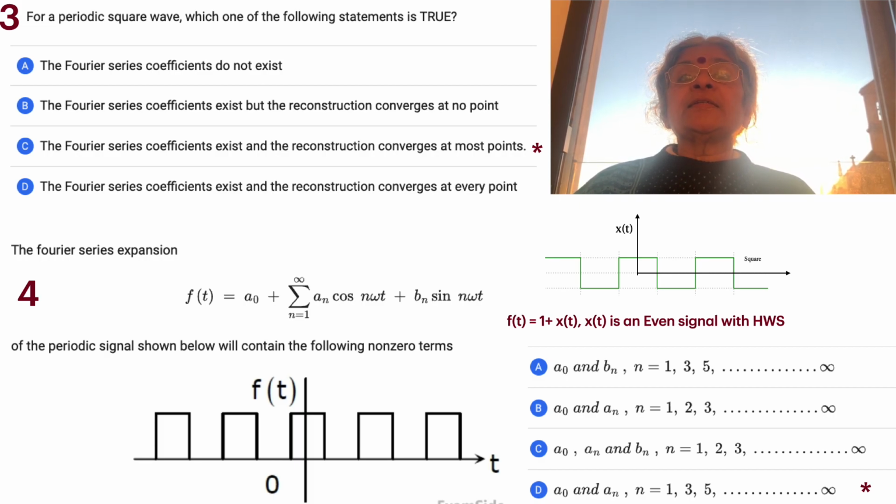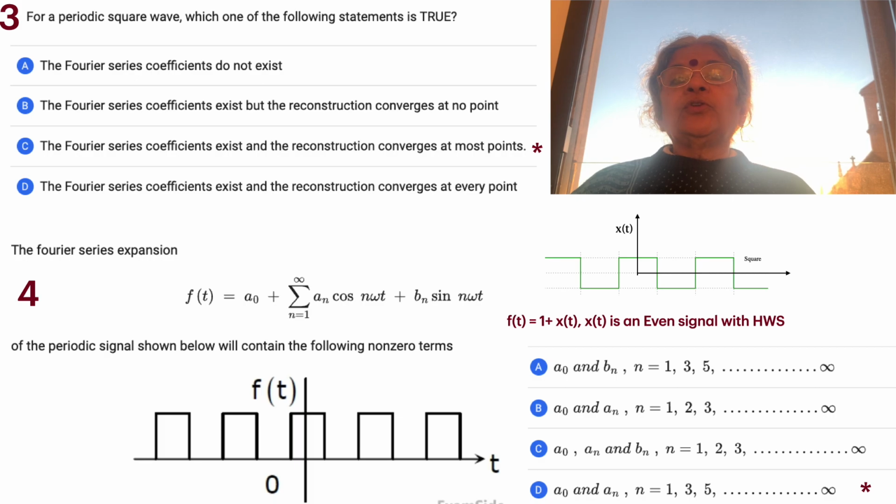The Fourier series coefficients exist, but the reconstruction converges at no point. This is not true. They do reconverge, but they don't reconverge at all points, because you have to go from k equal to 0 to infinity, or minus infinity to plus infinity, depending upon the choice of the coefficients. So option C, the Fourier series coefficients exist and the reconstruction converges at most points, because we don't go up to infinity. The Fourier series coefficients exist and the reconstruction converges at every point. That's not possible, because it's a huge number of terms to be added together as the representation.